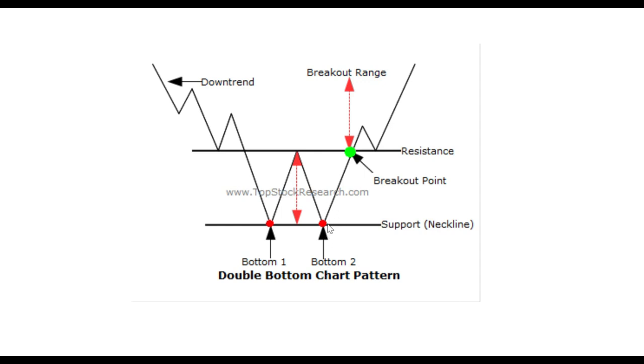So once the buyers are able to take the price beyond this particular point, then it's a typical double bottom pattern, and this being the breakout range. The buyers can come and place a long order, or they can go for a buy order over here, as this is considered to be a very good and reliable pattern.